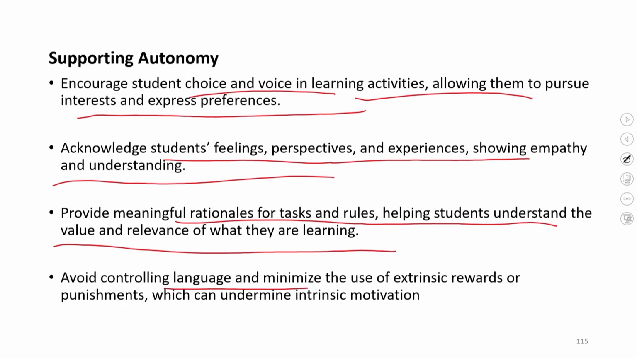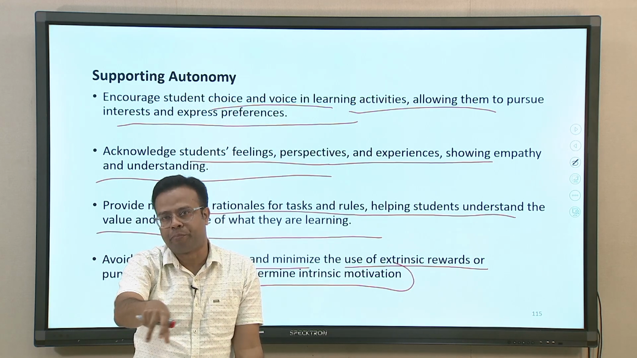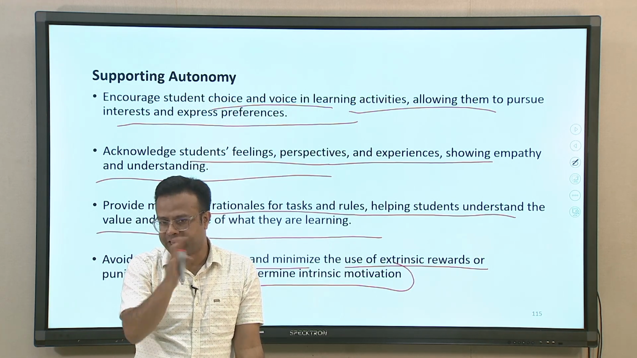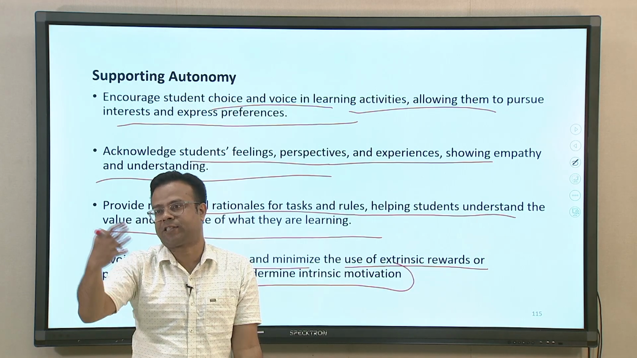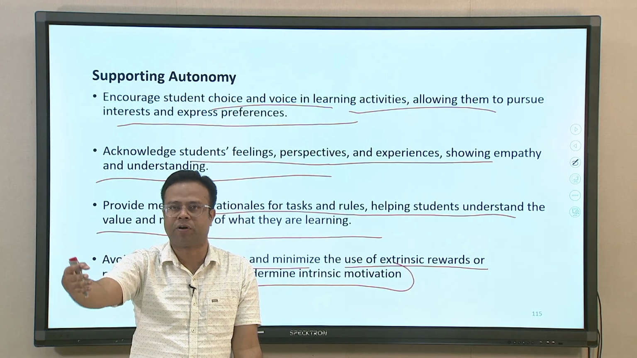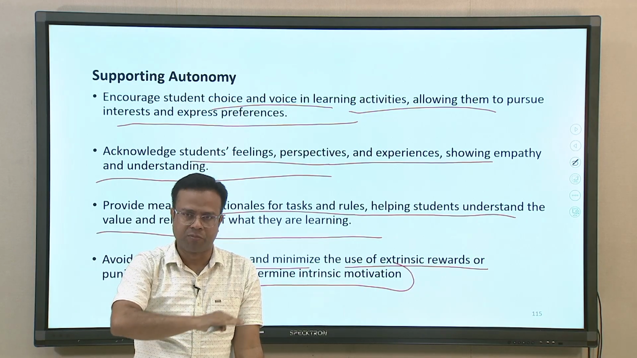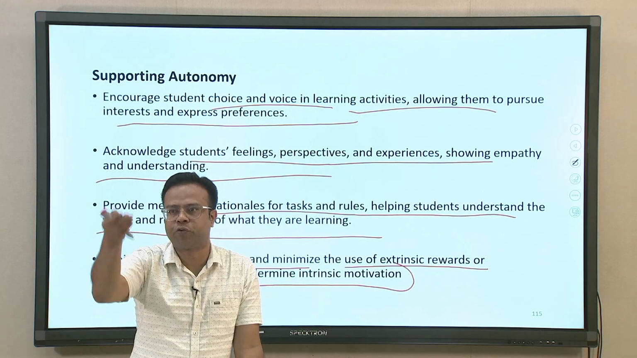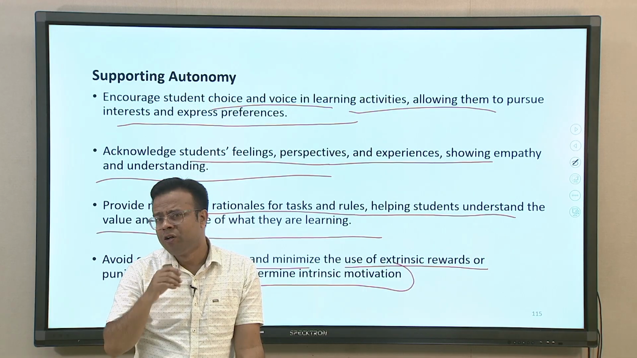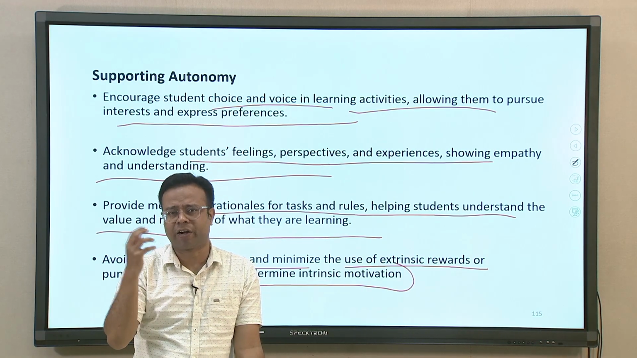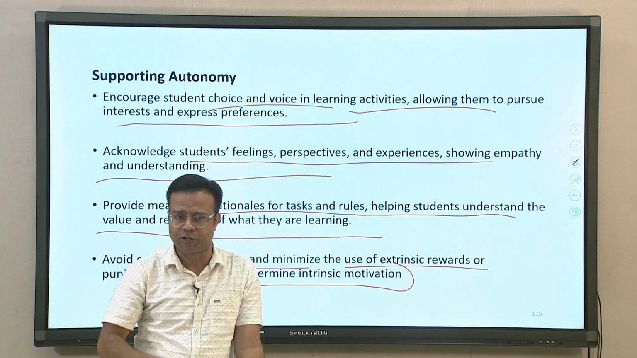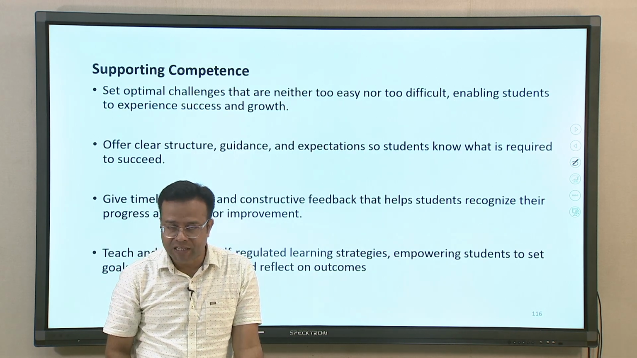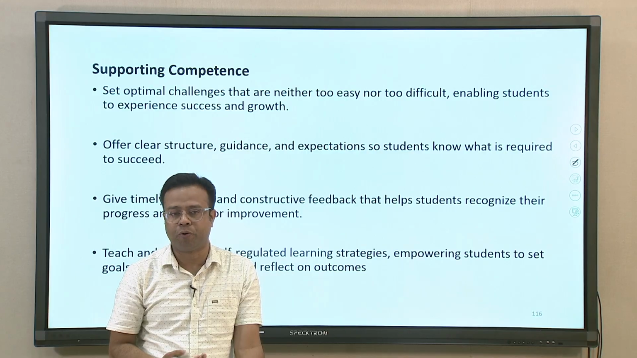Avoid controlling language and minimize use of extrinsic reward or punishment, which can undermine intrinsic motivation. So, avoid language like "you have to do it," putting direct pressure on something, or giving too many external reasons for doing it, like "if you do it you will get this reward, that reward." Those can actually decrease intrinsic motivation. Then the student will only link their action with the reward that they are getting. So, how you talk to students, what kind of language, what kind of reward or punishment you give, that can also influence. The last one is supporting competence.